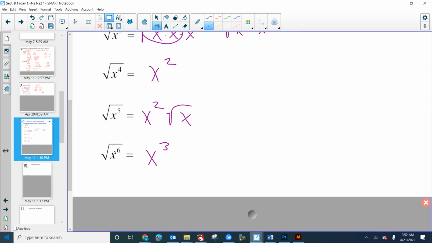Because think about it, guys. If I have x to the 6, do you guys agree it's 6 x's? So how many pairs do I have? If it's an even number exponent with a variable, there's not going to be anything left over. But if it's odd, I'm always going to have one left over. So let's look at this right here. Write this down.